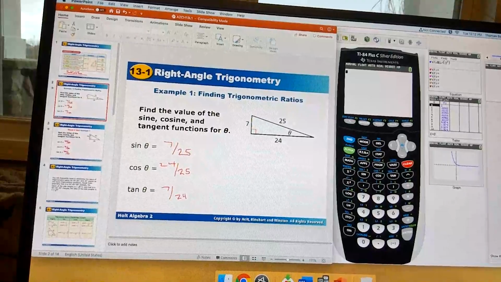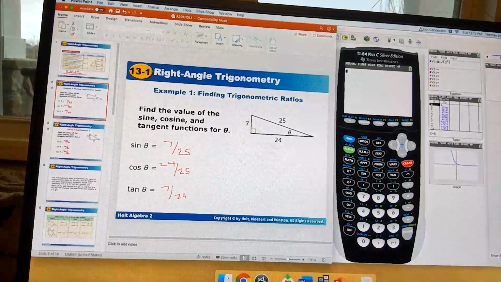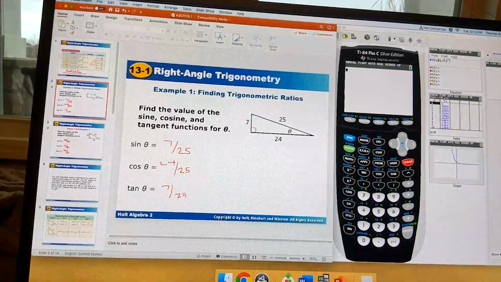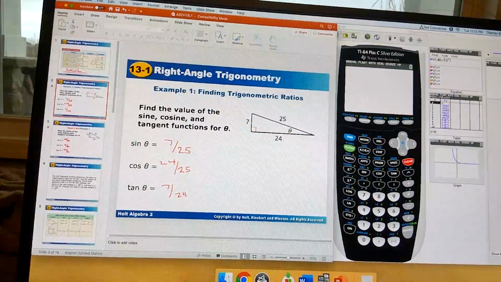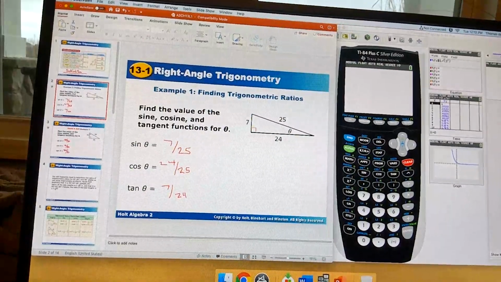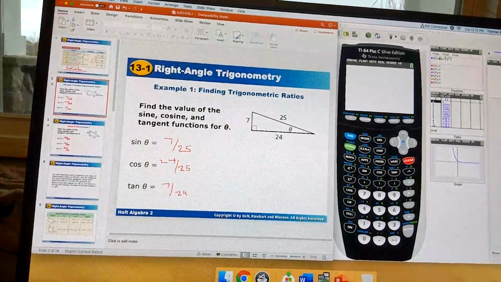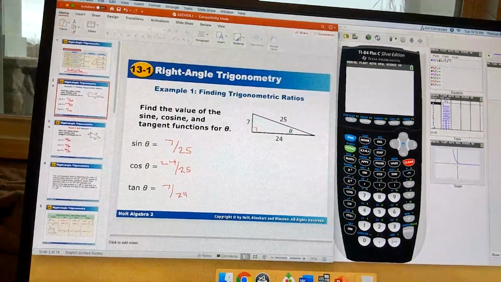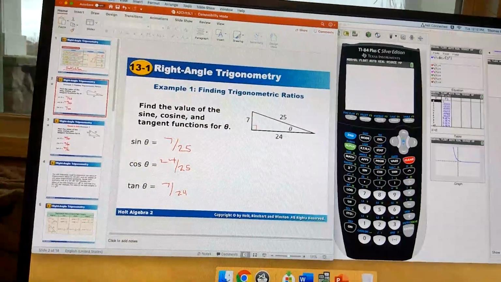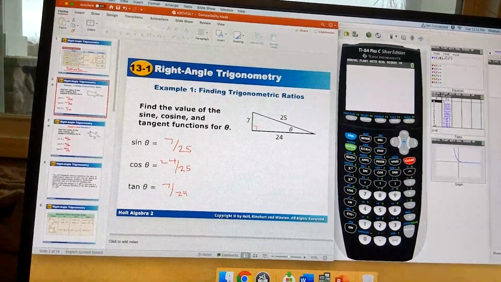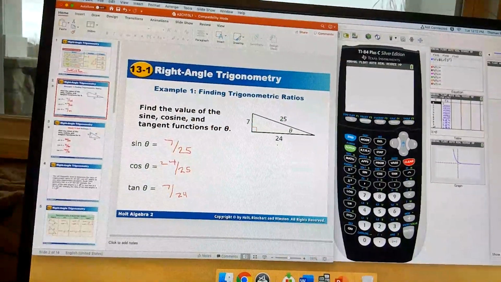Again, we always have to know our reference angle, which angle we're referring to, and a lot of times we use the Greek letter theta. Here's theta right here, so we're going to say that the sine is the opposite, 7, over the hypotenuse, 25. For cosine, it's the adjacent side, 24, over the hypotenuse, 25, and the tangent is the opposite over the adjacent, so we'd have 7 over 24.